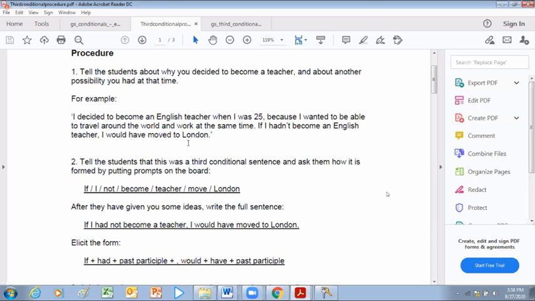Okay, now you write this sentence down. Think of a situation in the past that has already happened.